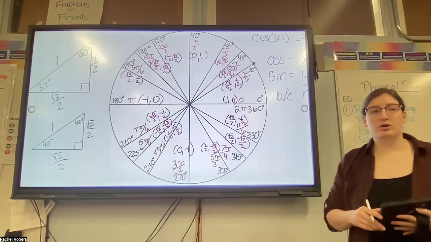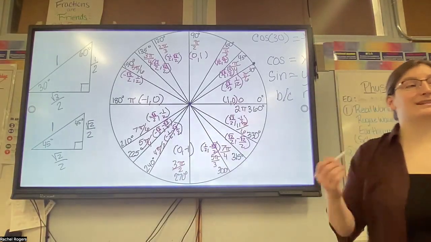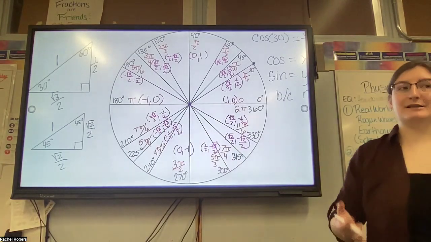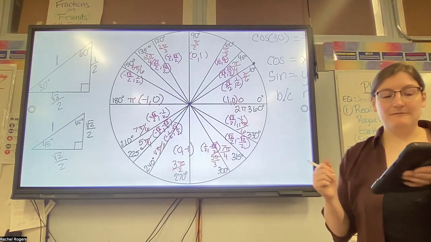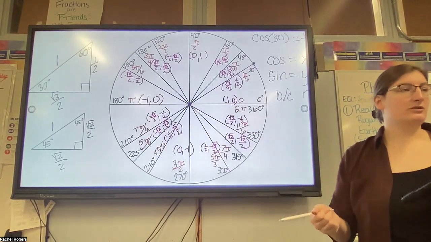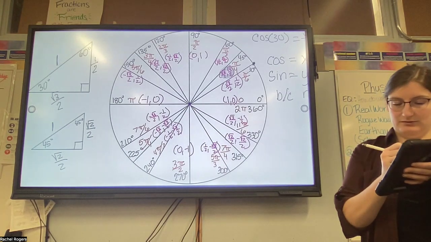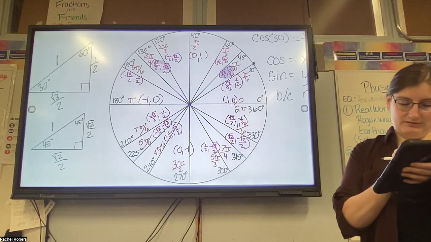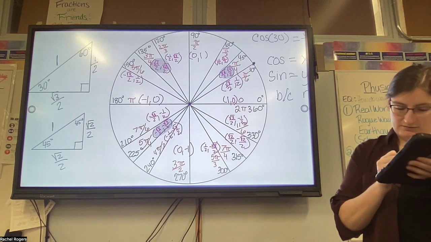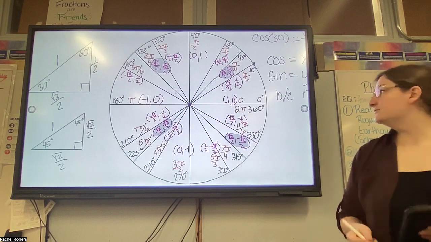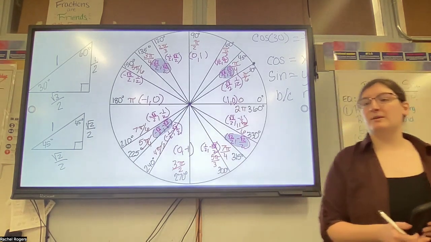So now what we're going to do is we're going to go through and we're going to find some patterns. Okay, this is where highlighters might come in handy if you're a highlighting type person. So we're going to go through and I want you to highlight every root 2 over 2 you can find, whether it's positive or negative. Just the root 2 over 2. Yep, just the coordinate.